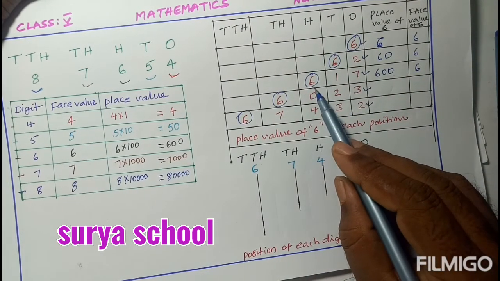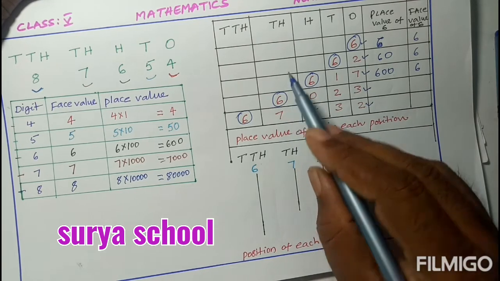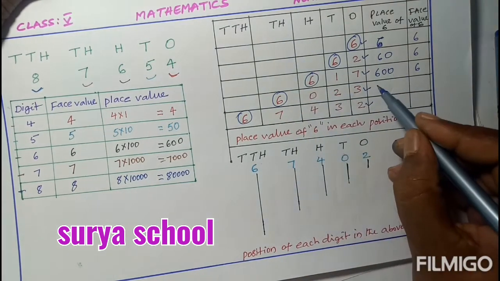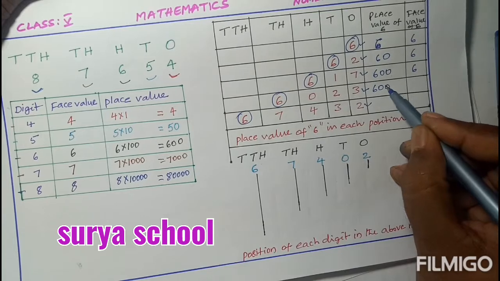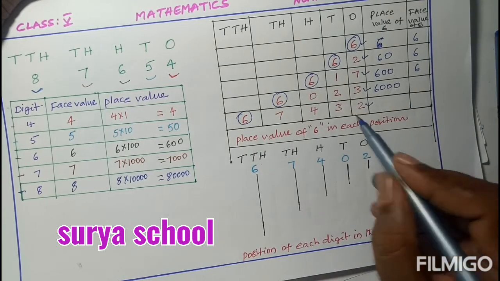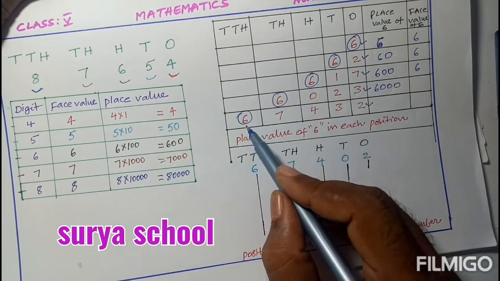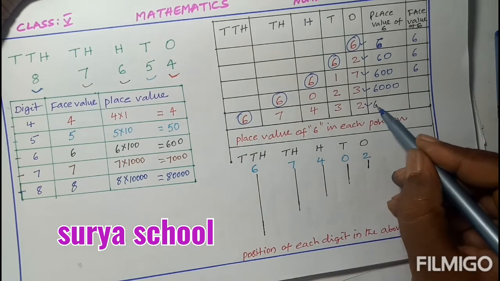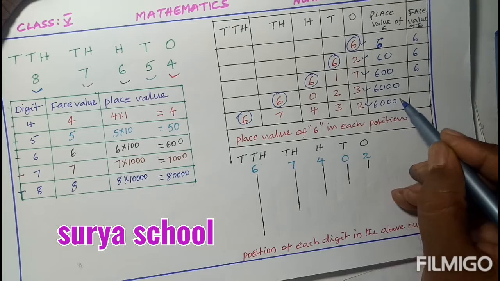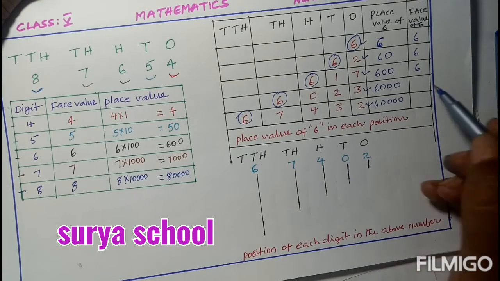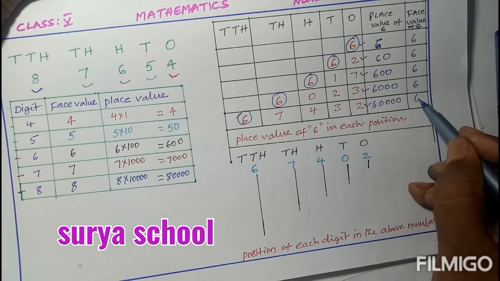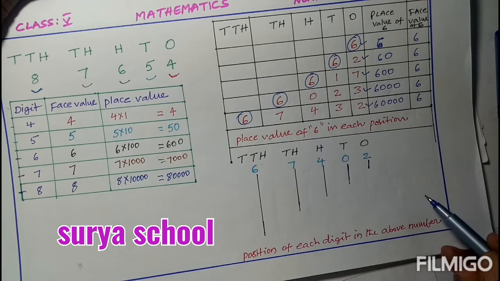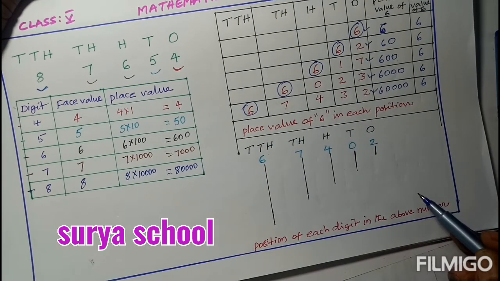Face value is the number, the value itself. Here 6 is in which place? Thousands place. That means its place value is 6000. Here 6 is in which place? 10,000s place. So the value of 6 here is 60,000. But there is no change in the face value.